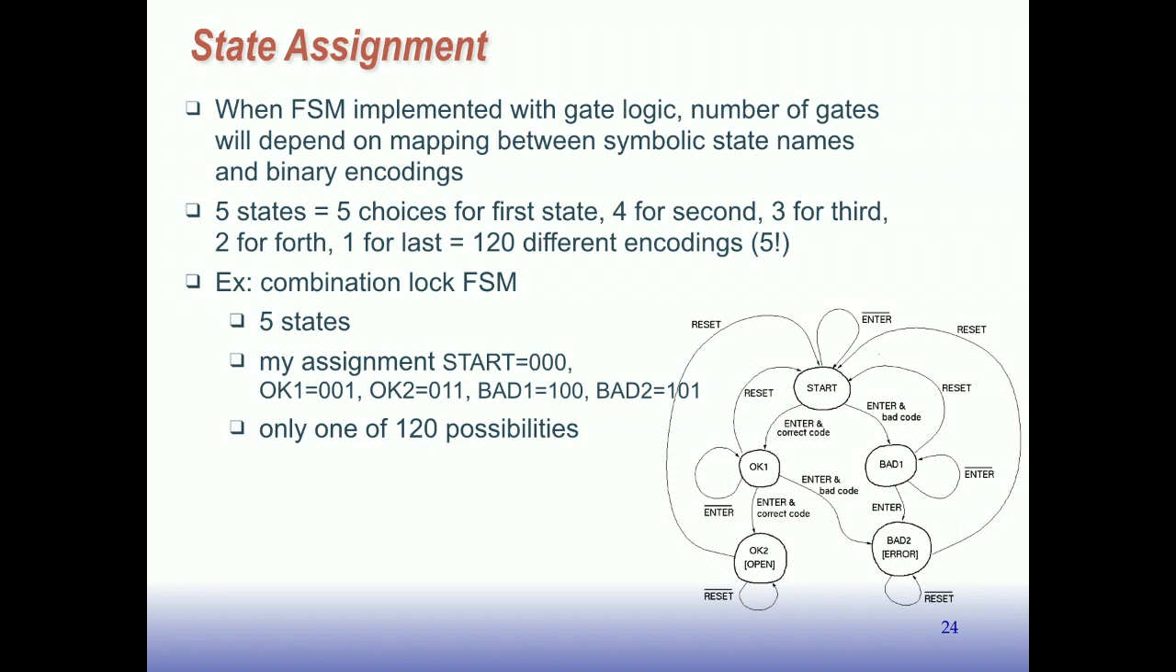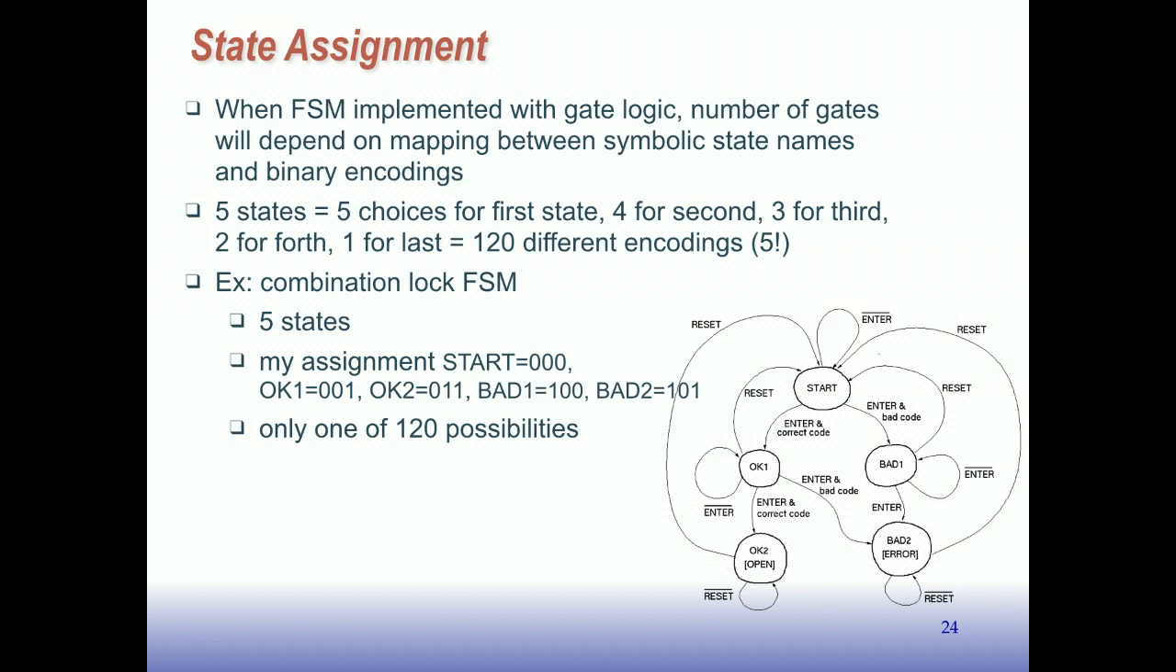This is n factorial minus, I don't even know how to do this. What is that number? 8 times 7 times 6 times 5 times 4. Are you with me? You know what I'm talking about? I'm just counting. 6,720. All right, so there's 6,720 different ways we can encode the state.